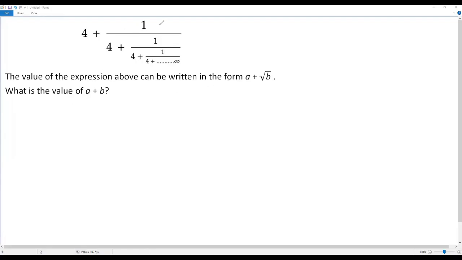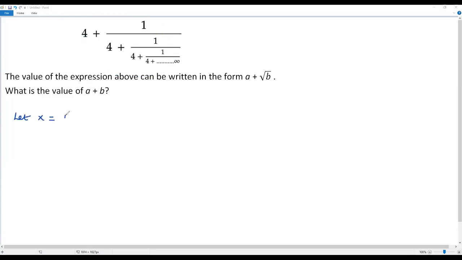Okay, first we have to get the value of the given expression over here, and that value has to be written in this form a plus square root of b. When I write the value of the given expression in this form, I can get the values of a and b. Then we can get the value of a plus b. Now let me assume x represents the value of this expression.